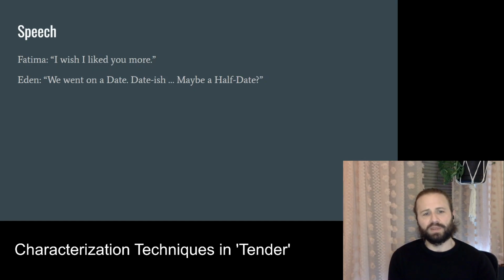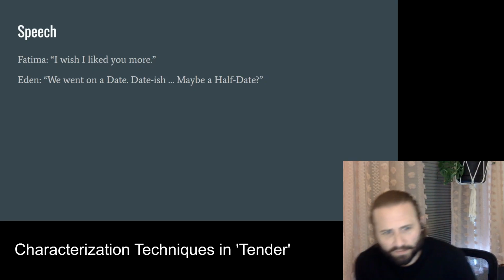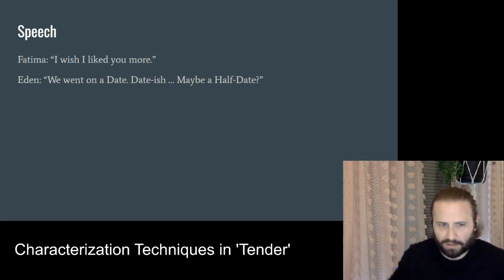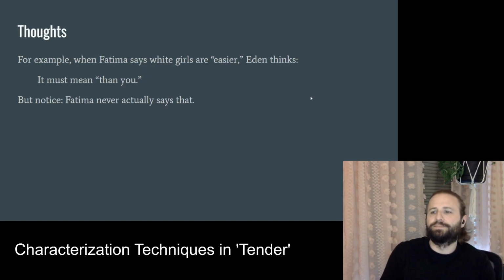So the first way that we see the story presented to us is through speech, and it shows Eden to be someone who's insecure, needs approval, and Fatima is someone who's blunt, emotionally distant, and comfortable being in control in the relationship. So speech shows this confidence versus vulnerability dynamic. Continuing on, everybody.